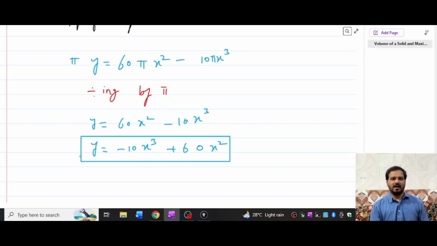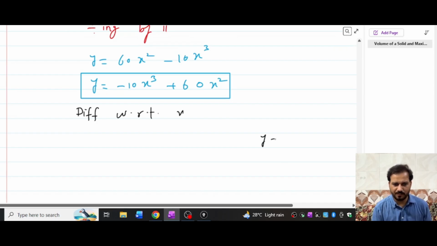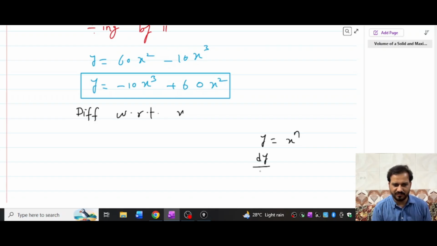Finally, I have to show the maximum value of y. In order to find the maximum value of y, I will find the derivative of this expression. Differentiate with respect to x. Since there is a power formula, y is equal to x to the power n, the derivative of y will be dy over dx with respect to x. Now n is the index of x, we will multiply n with x and reduce the exponent by 1. Okay, by using this idea, the derivative of the given expression will be dy over dx.